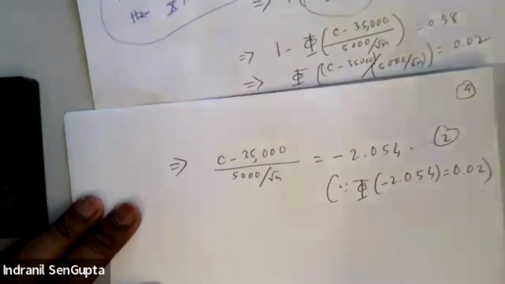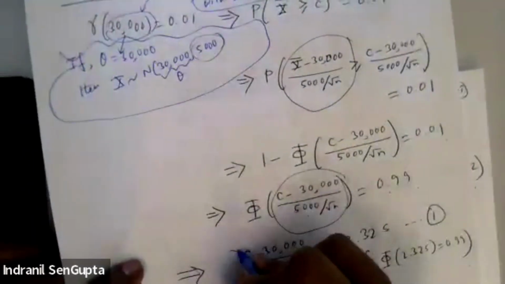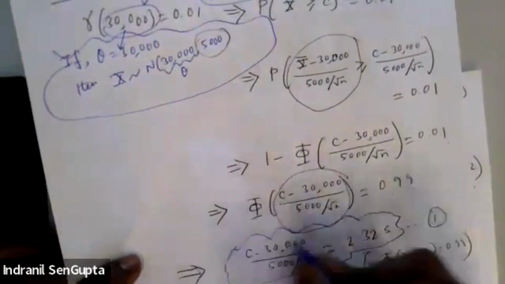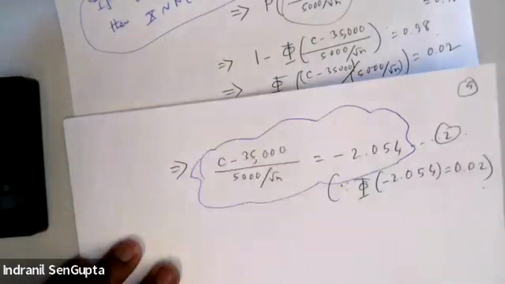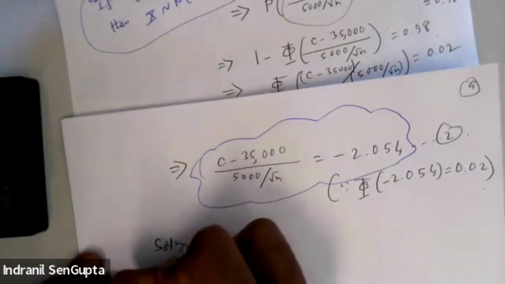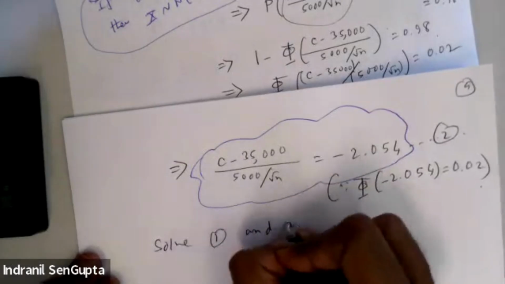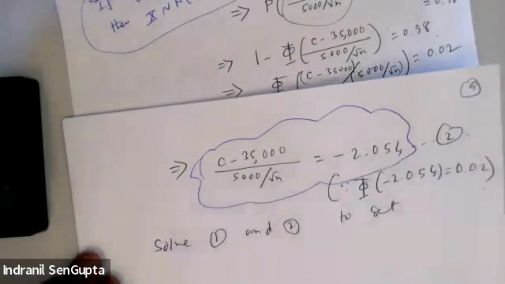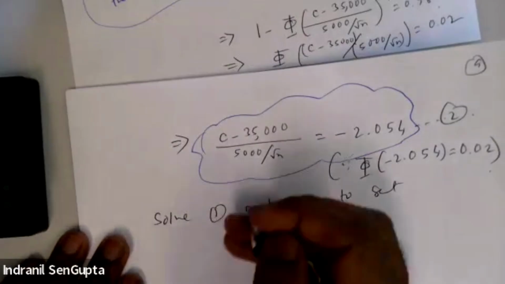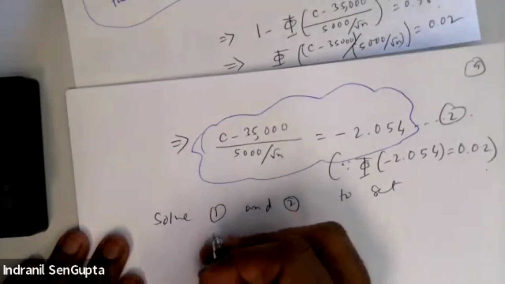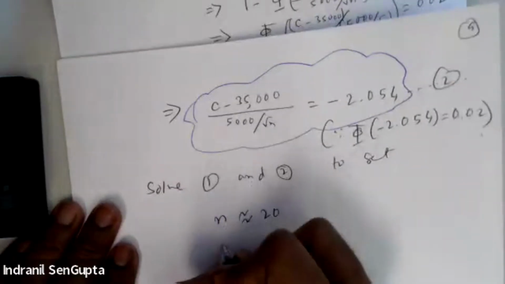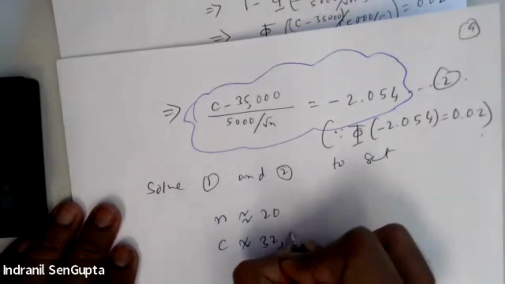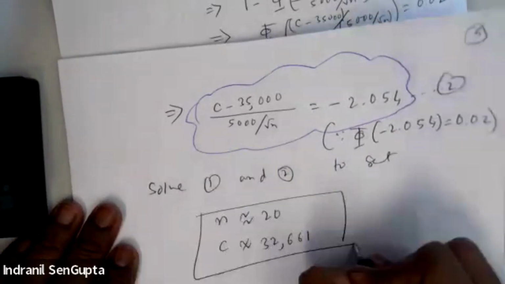What was my first equation? The first equation was this. So this is the first equation for c and n, and this is my second equation for c and n. Solve 1 and 2 to get n approximately 20 and c approximately 32,661. And these are the answers.